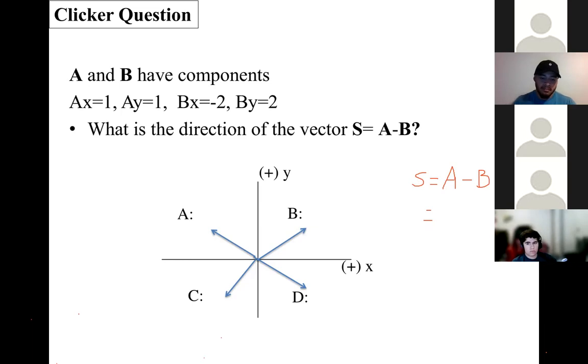Very good. Now AY and BY, what would be the Y component of S? -1. It'll be -1. So look at the X and Y coordinates. I have a +3 and a -1. Yes, indeed, it was represented by choice D. Very good.